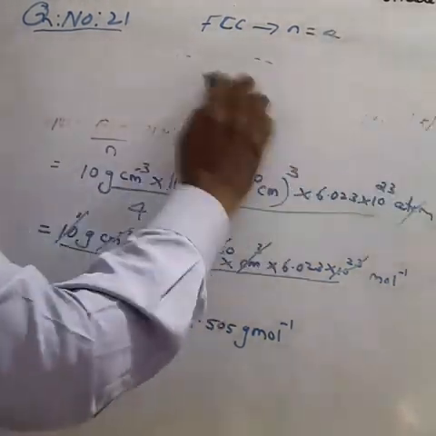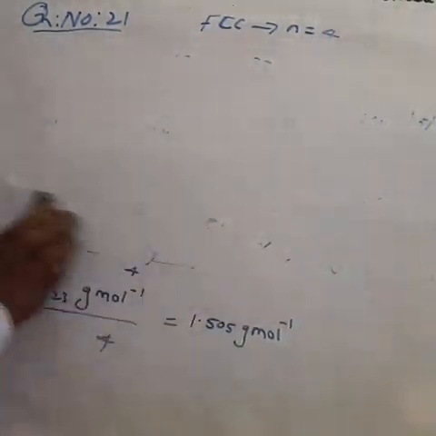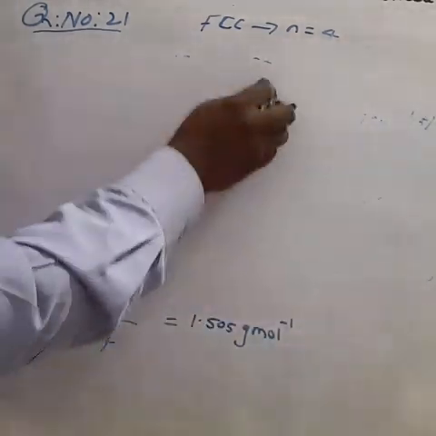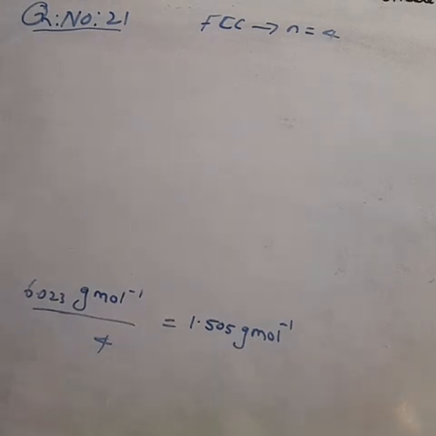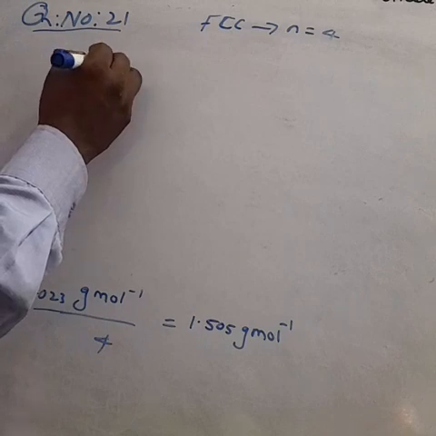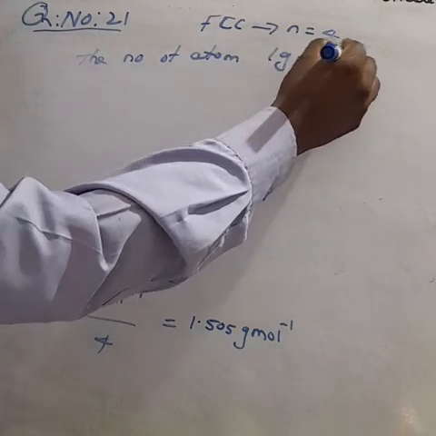Next one. The next question. Sorry, it is incomplete. The question is again having: calculate the number of atoms present in 1 gram of the crystal. That also you have to write.